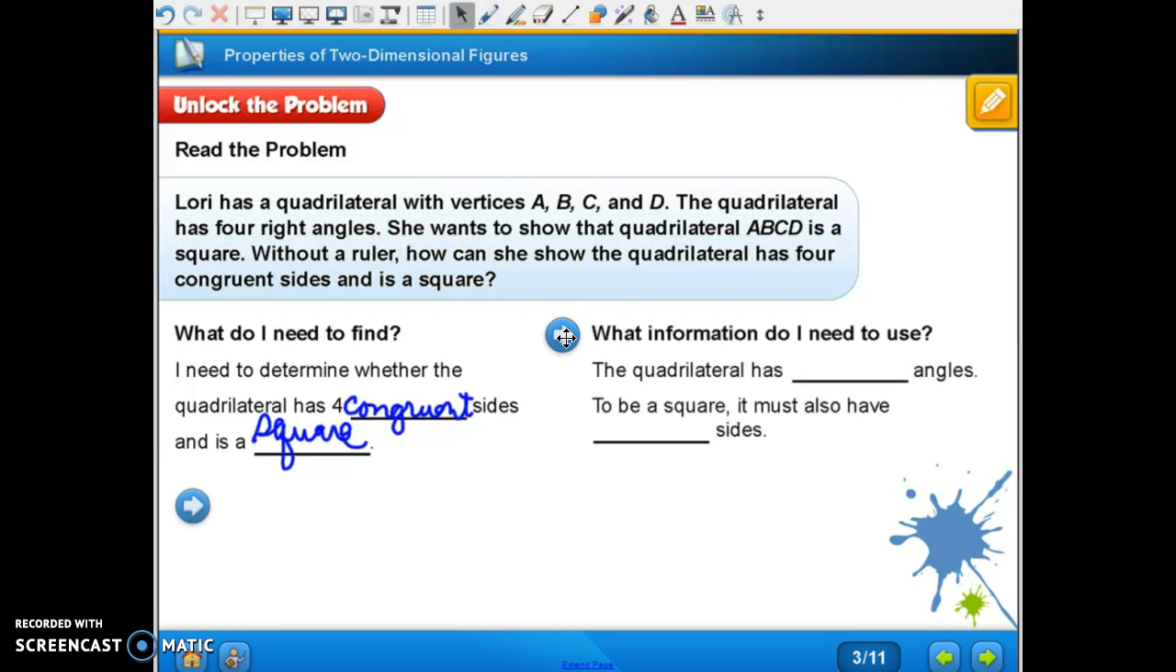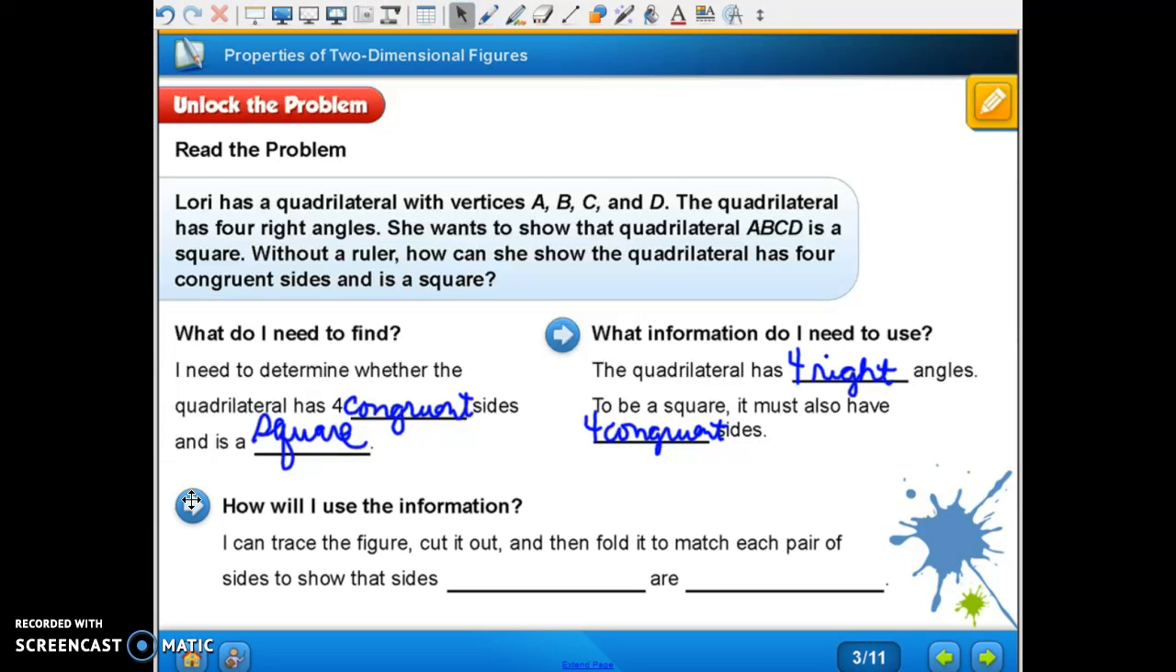What information do I need to use? This is straight down on your paper. The quadrilateral has what angles? 4 what kind of angles? Right angles. To be a square, it must also have what? 4 congruent sides. They have to be congruent. If they're not congruent, it's not a square. Okay.